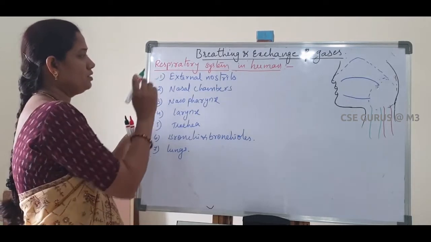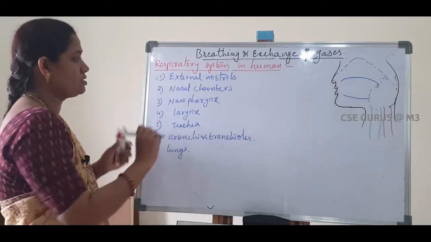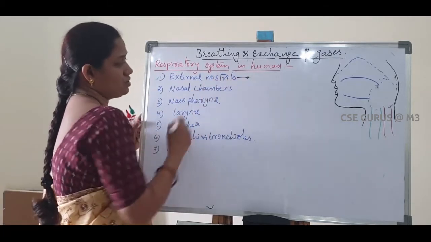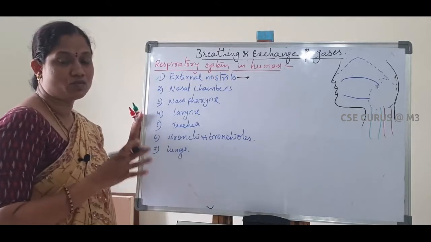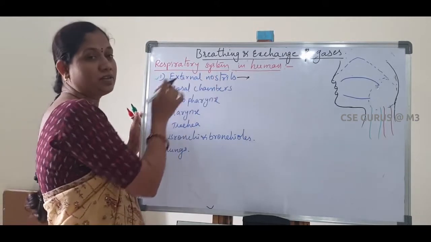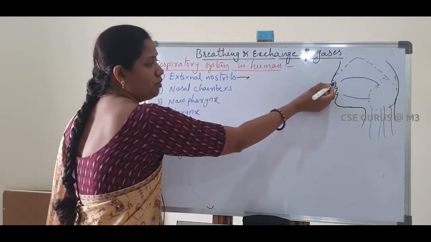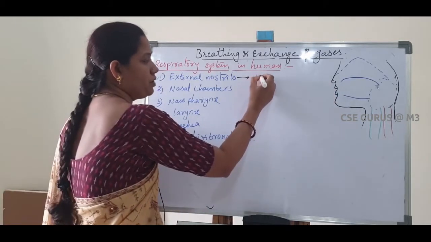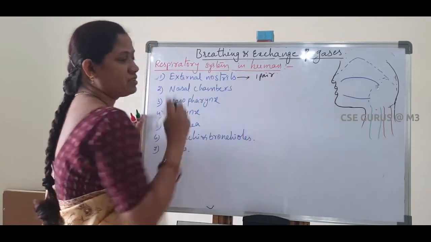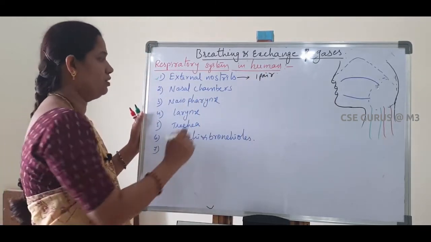First of all, the respiratory system starts with external nostrils. External nostrils means the opening of the respiratory system is called external nostrils. These are present above the upper lip. One pair of external nostrils are present in our body.